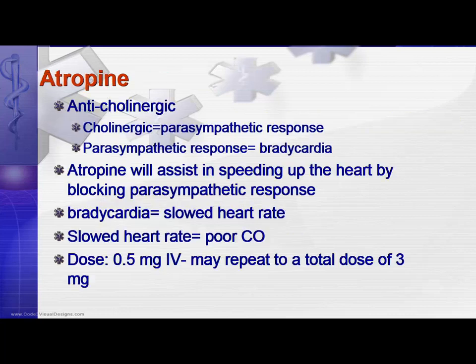Okay? Just quickly looking at some of these drugs, again, atropine, it is your anticholinergic. A parasympathetic response, especially when the vagal nerve is activated, is going to be release of acetylcholine, working on those receptors there, dropping the heart rate. So atropine will assist in speeding up the heart by blocking the parasympathetic response, which is a total different mechanism of action from epinephrine or dopamine.